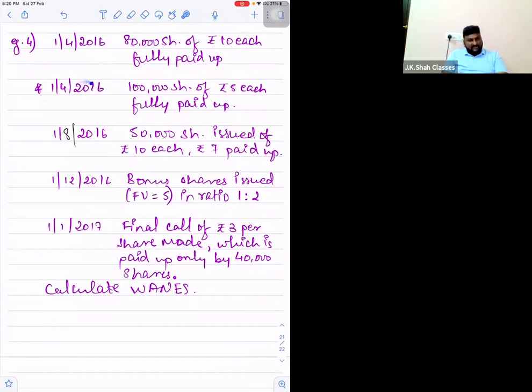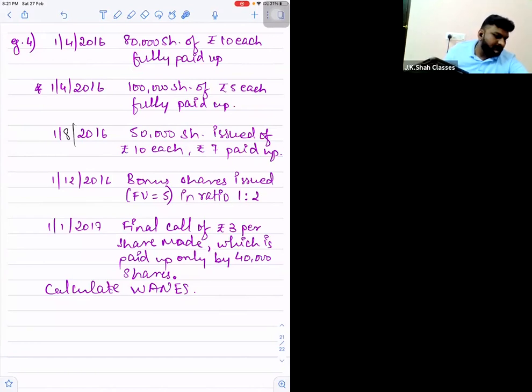On 1st April 2016, we also have 1 lakh equity shares, but these are of only 5 rupees face value and they are fully paid up. And can I say they are also outstanding for full 12 months? Sir, when you have a smaller face value share, what you have to do is convert it to the highest face value. So 1 lakh shares of 5 rupees is equivalent to 50,000 shares of 10 rupees. Right?